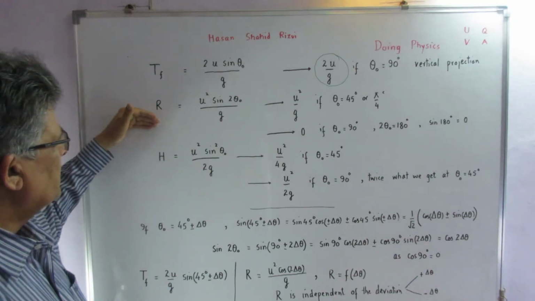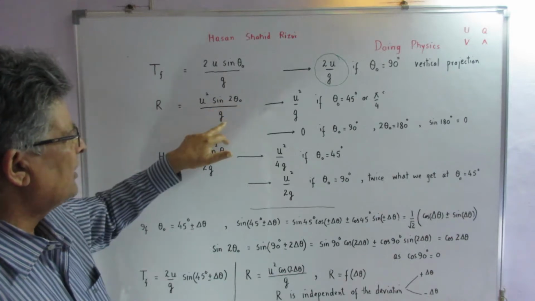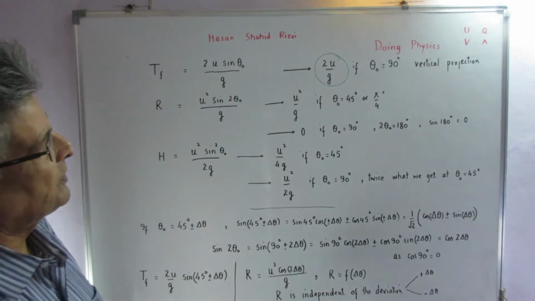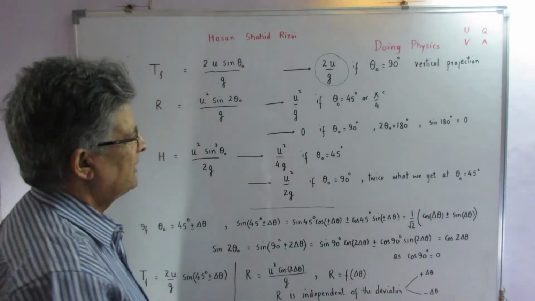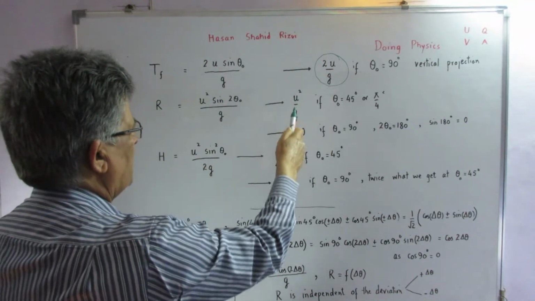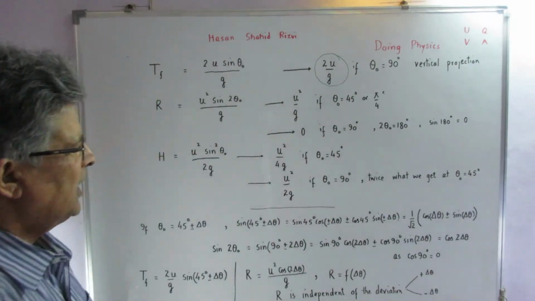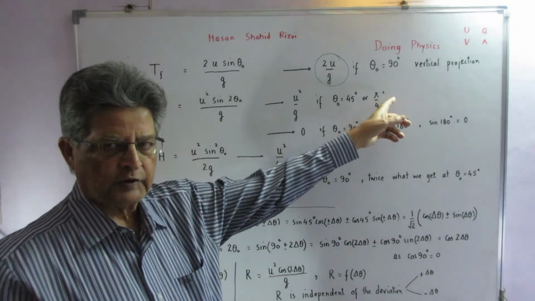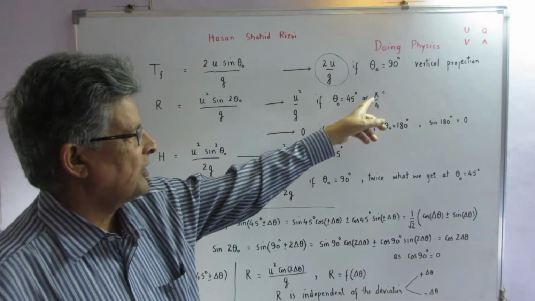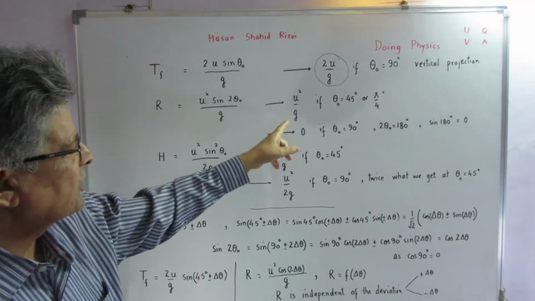And here the range, u square sine 2 theta naught divided by g. For the condition of the maximum range, we find that the range becomes equal to u square upon g if theta naught is equal to 45 degrees or pi by 4 radians. So this 2 theta naught becomes equal to 90 degrees or pi by 2 radians, for which the sine value is equal to 1. So this turns out to be like this.